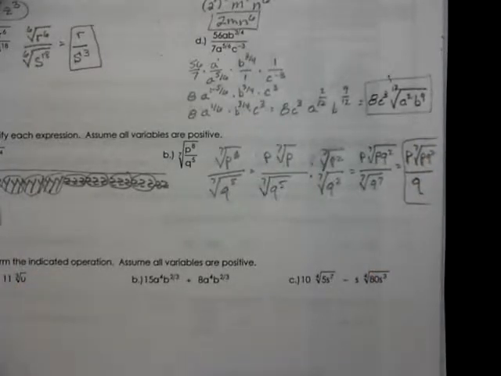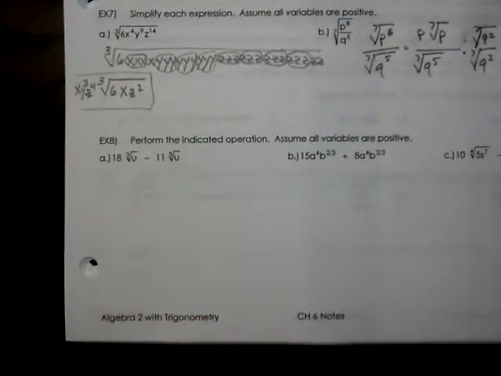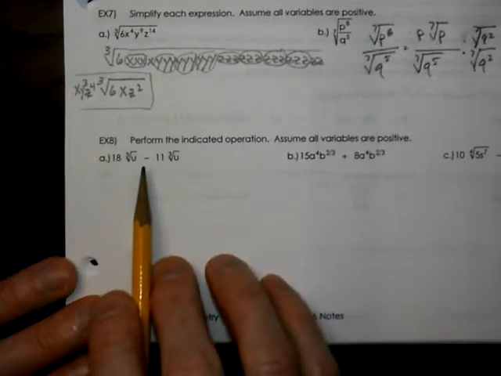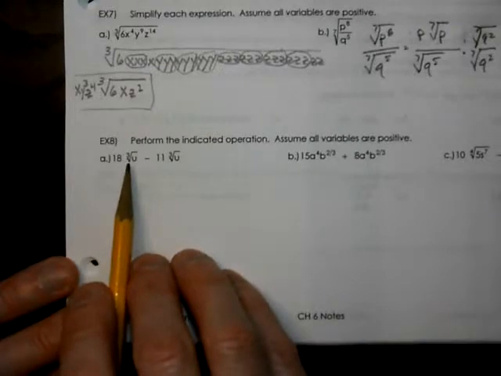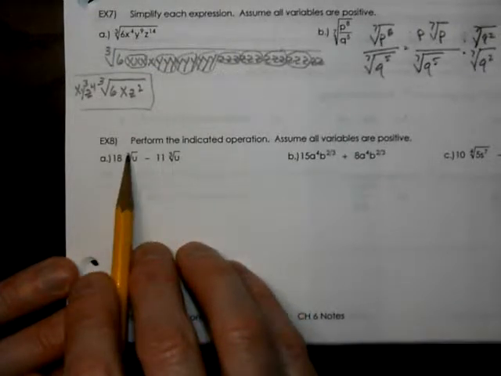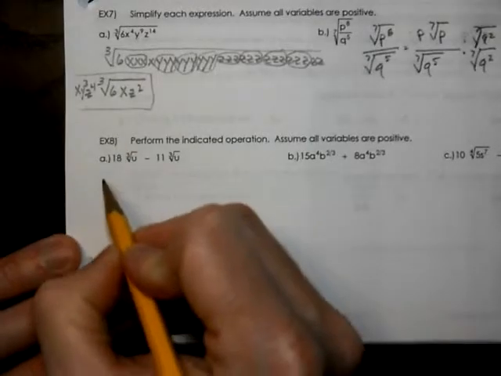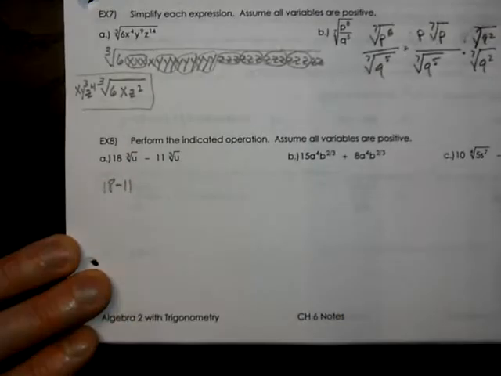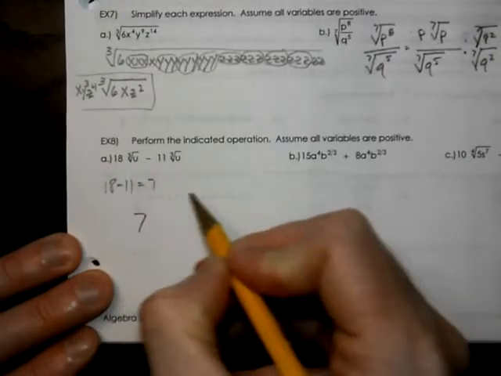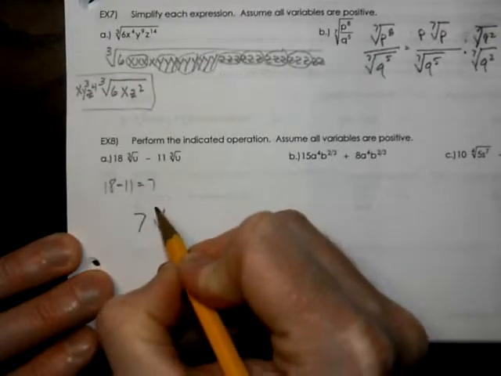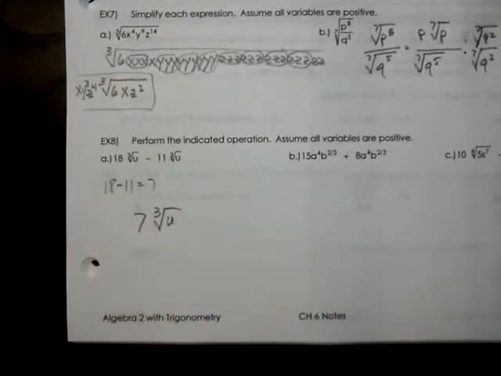That looks like a tough one too. Let's look at our like terms. If we're adding and subtracting, we can only do that if the terms are like. So the radicals are like if the indexes are the same and the radicands are the same. We have 18 minus 11, which gives us 7. So essentially, this is like 18x minus 11x. We would call that 7x, which is, in this case, 7 cubed root of u.